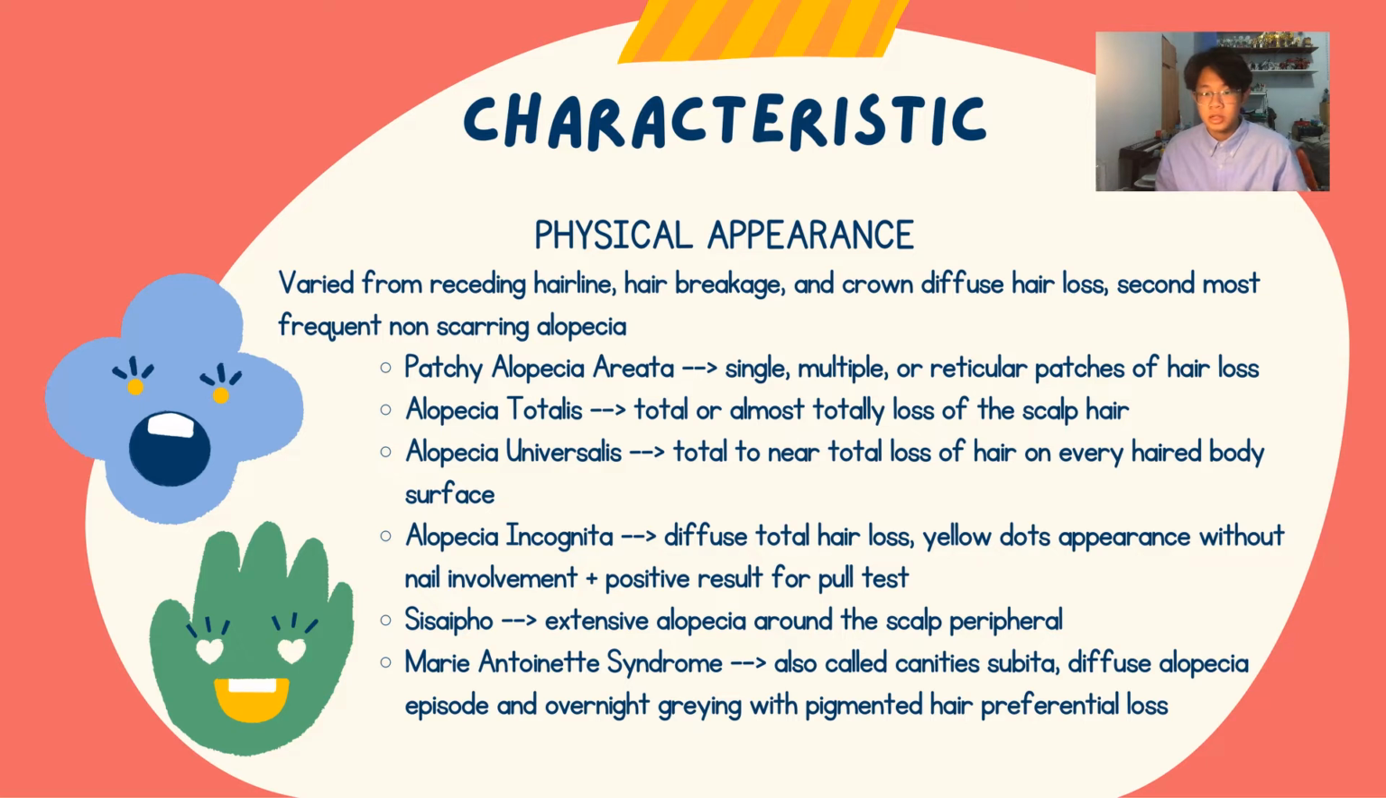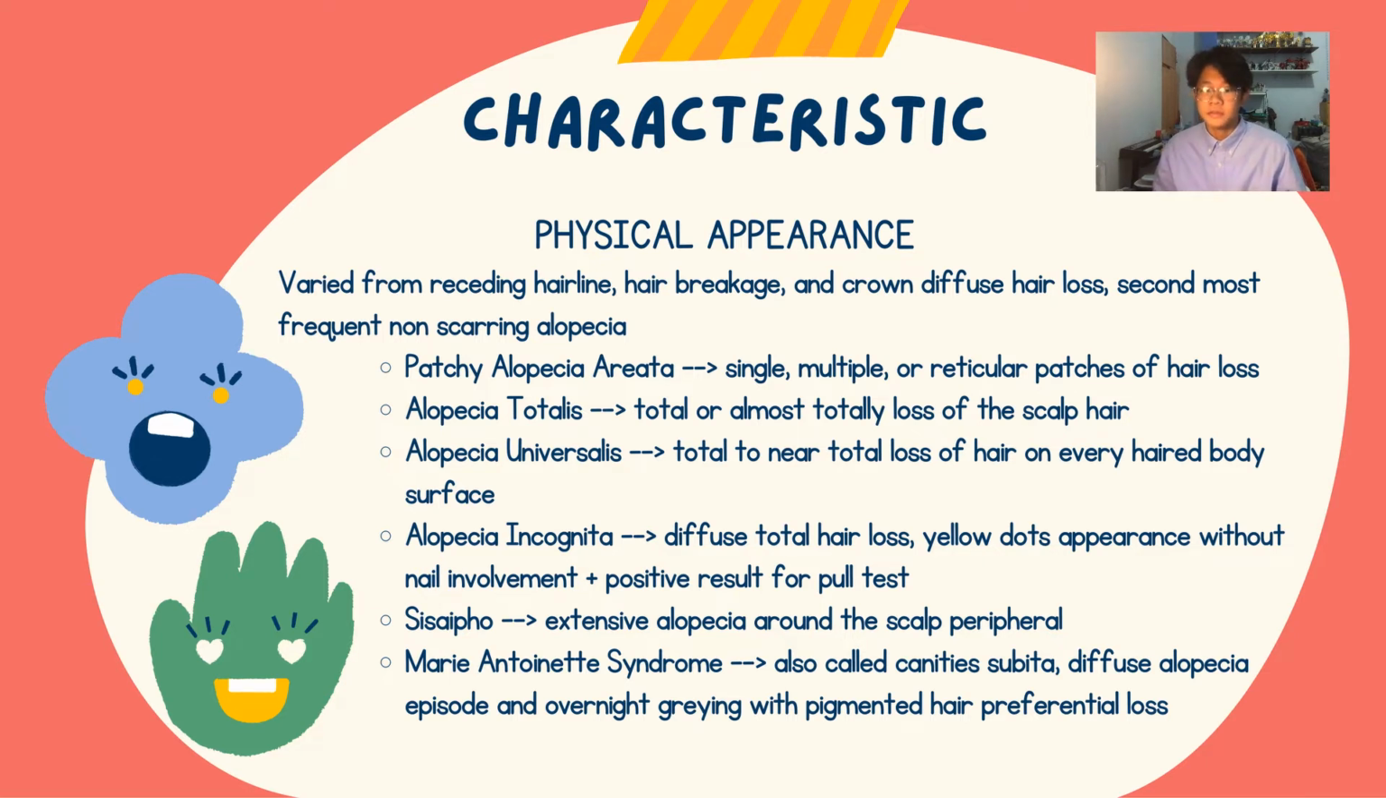This can be seen when there is a total or near total loss of hair on every body surface. Next is the fourth type, alopecia incognita, which can manifest as diffuse total hair loss with a positive result for the hair pull test, the appearance of yellow dots, and it comes without nail involvement.